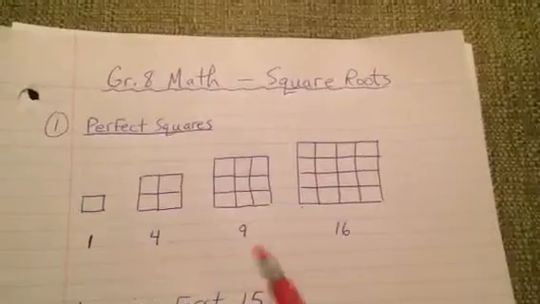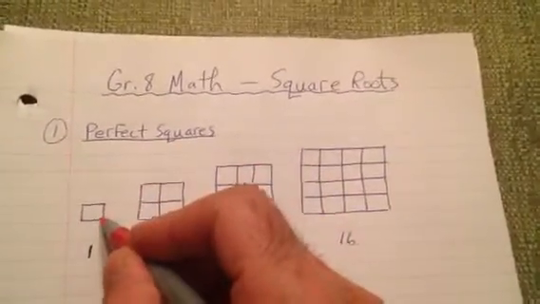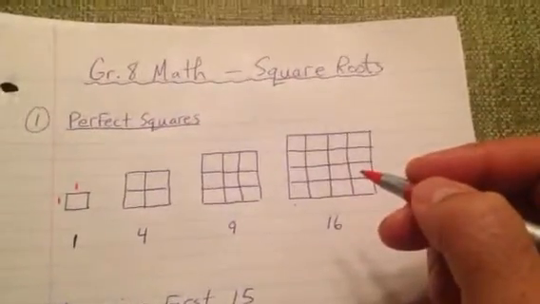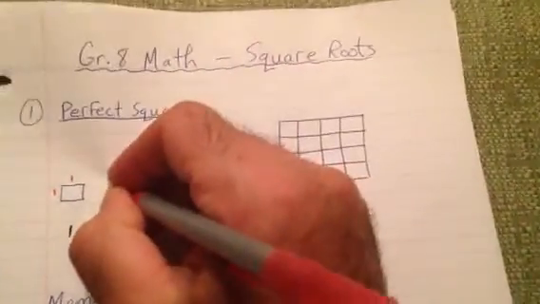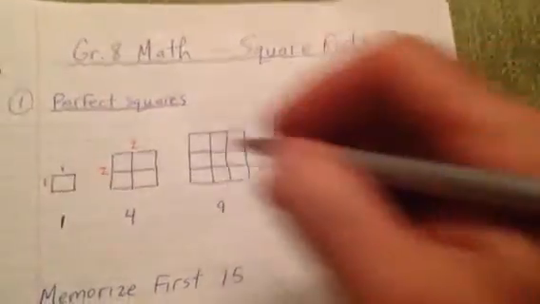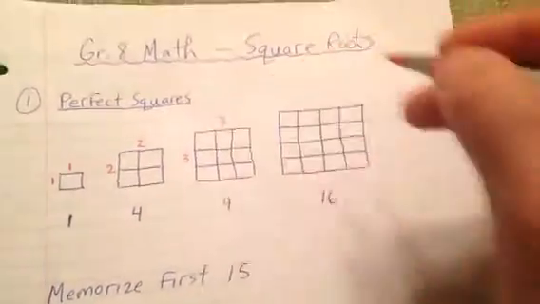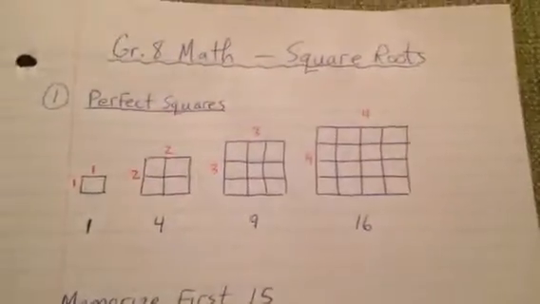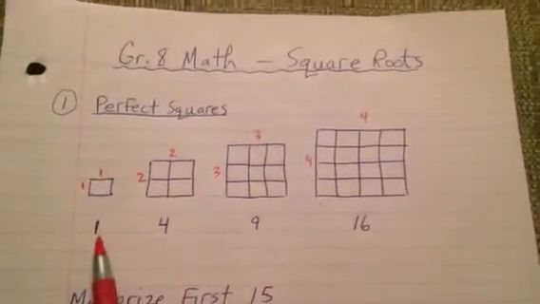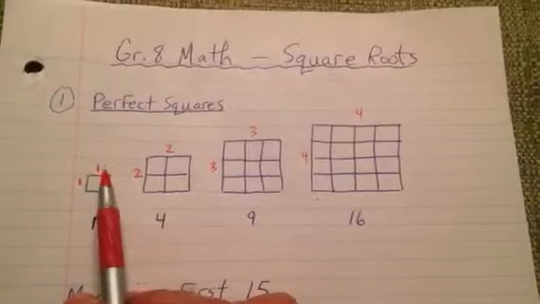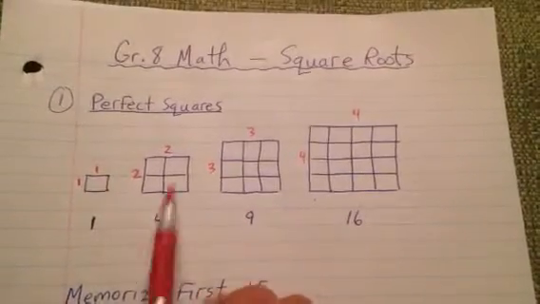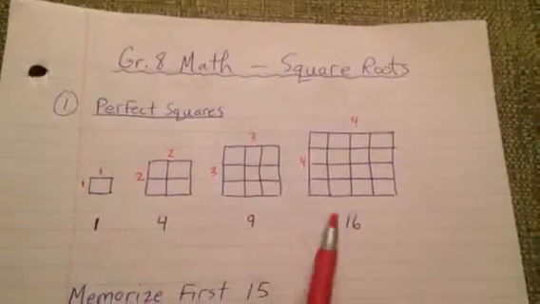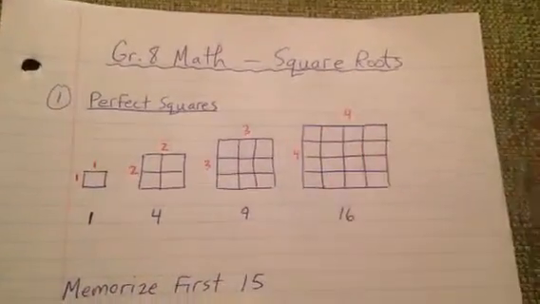Continuing with that, if this is an area of 1, this square is 1 unit long by 1 unit wide. It's a 1 by 1 square. This is a 2 by 2 square. This is a 3 by 3 square. And this is a 4 by 4 square. You make the connection right away that square number 1 is 1 times 1. Square number 4 is 2 times 2. 9 is 3 times 3. 16 is 4 times 4, and so on.